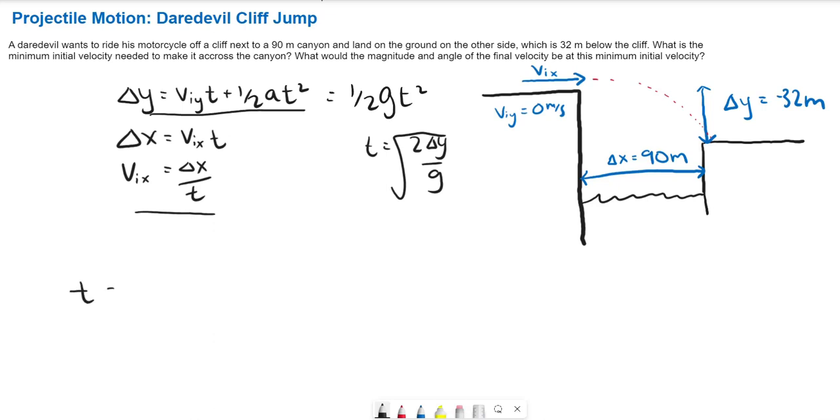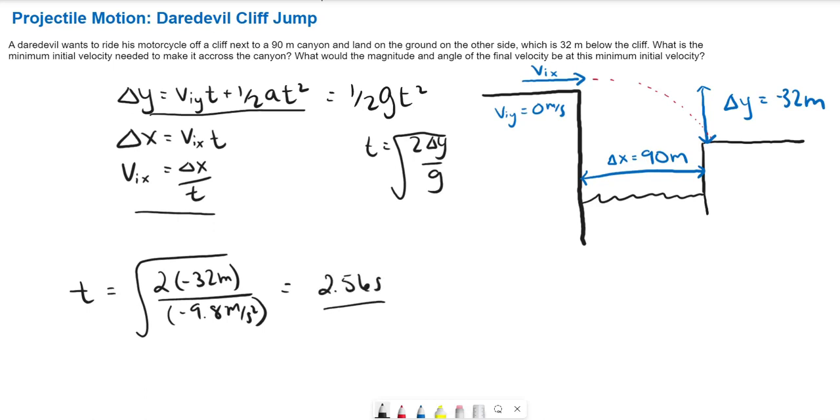So t, our time, is equal to the square root of 2 times delta y. Now delta y was negative, so that's negative 32 meters, divided by g, which of course is also negative 9.8 meters per second squared. So these negatives cancel out, and we'll get a positive number, which is what we need for time. So this is going to give us 2.56 seconds. Now we can just plug this back into the equation for v initial x. V initial x equals delta x, which is 90 meters, divided by the time, 2.56 seconds.